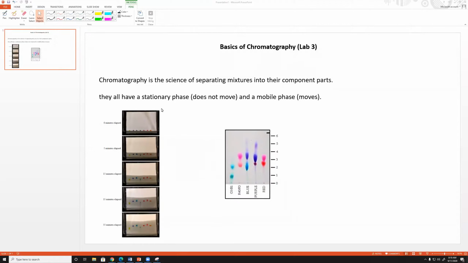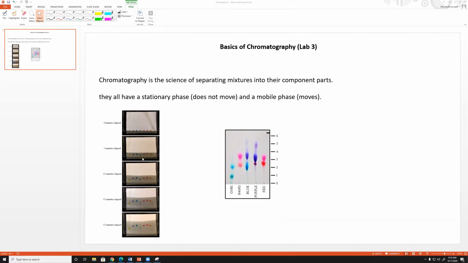Every chromatography has a stationary phase that does not move and a mobile phase. By phase, that just means a stationary part and a mobile part. In the example we have here, the mobile phase is the liquid in the tank, and the stationary phase is actually the paper. The way the separation is done is by capillary action.